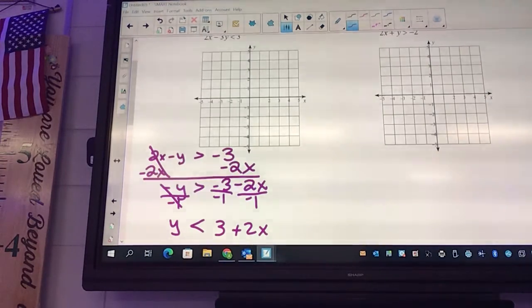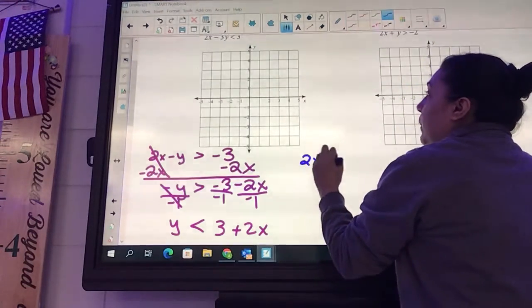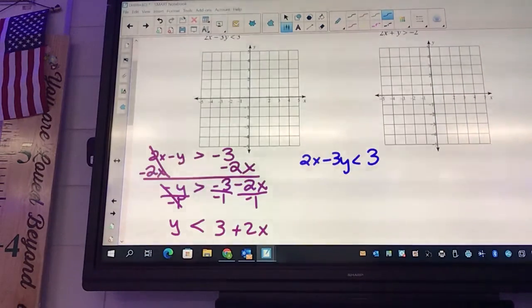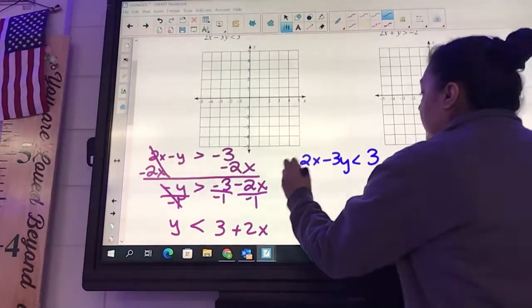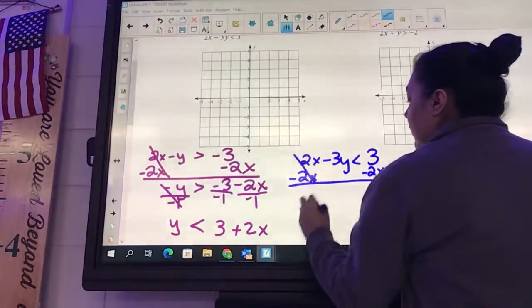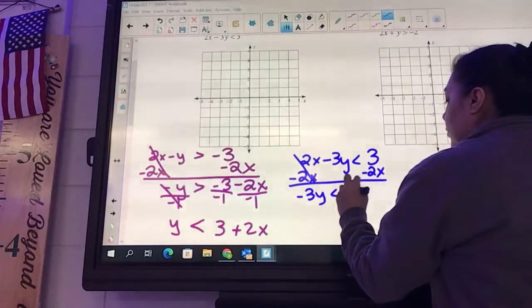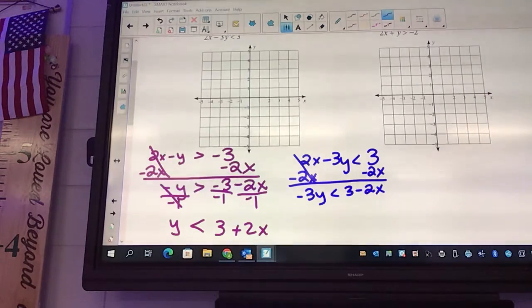Okay, so the other equation says 2x minus 3y is greater than 3, or less than 3. Okay, add or subtract the x's. What are we going to do? Subtract them. So you're going to say minus 2x minus 2x. So you got negative 3y, and you just write 3 minus 2x. Okay, we're not changing anything. You just write it straight.